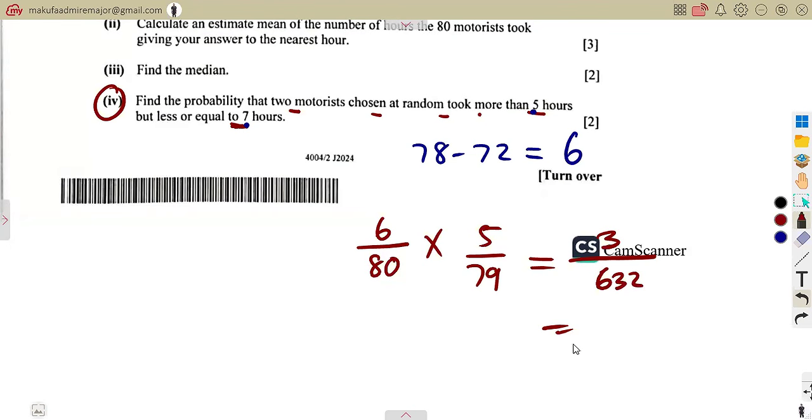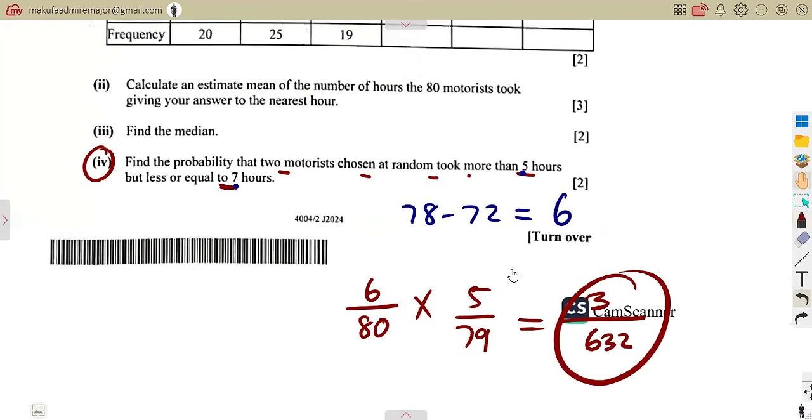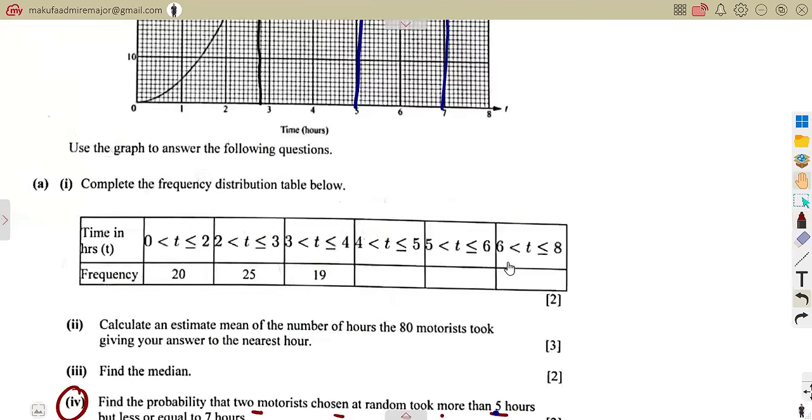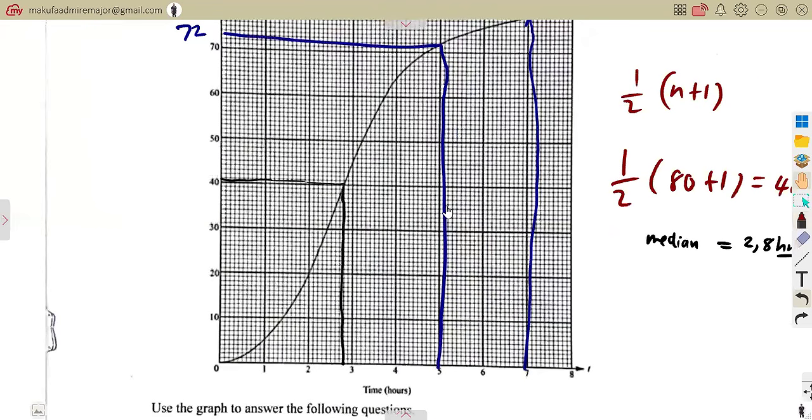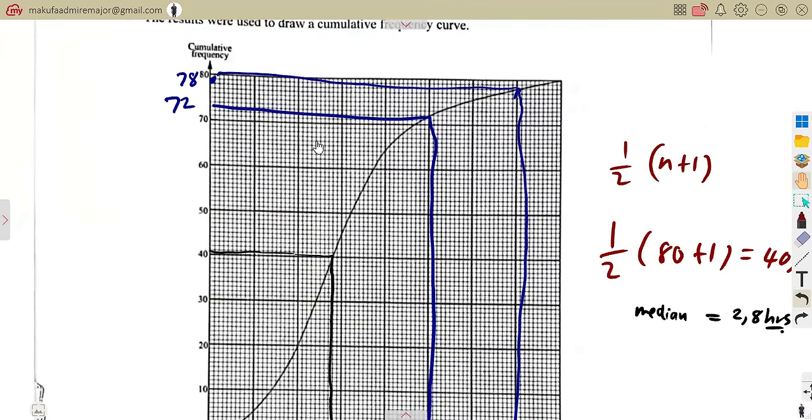If you want to write it as a decimal, something like 0.04, 0.047, like that, guys. Or you can just leave it as a fraction, 3 over 632. So they were supposed to be careful from 5 to 7. So we needed at 5 hours, which was 72, and at 7 hours, which was 7, the difference there.